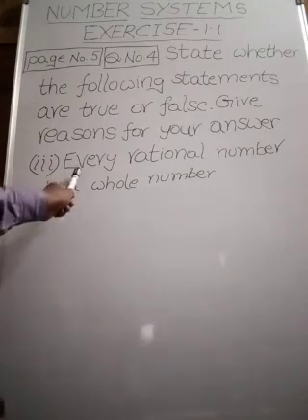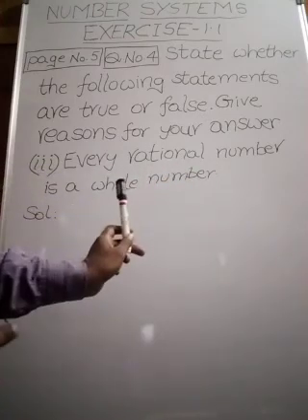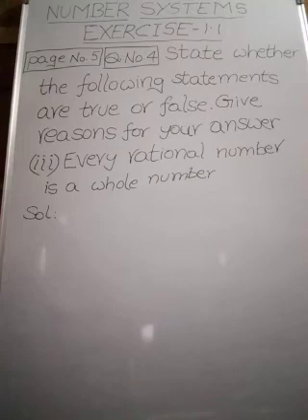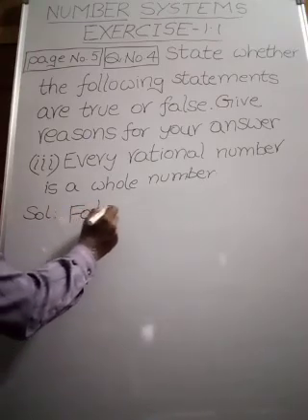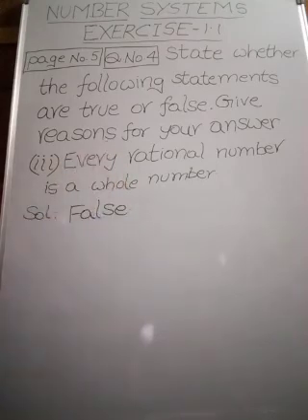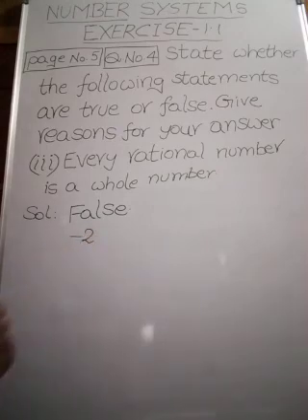Now come to the third statement. Every rational number is a whole number. This is the given statement. Is it a true statement or a false statement? It is a false statement, because every rational number is not a whole number. For example, minus 2 is a rational number.